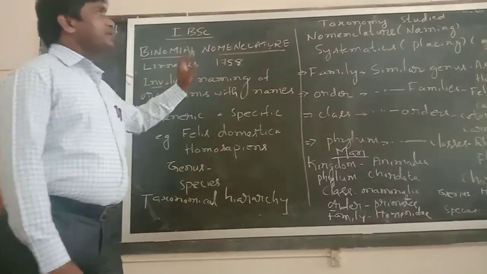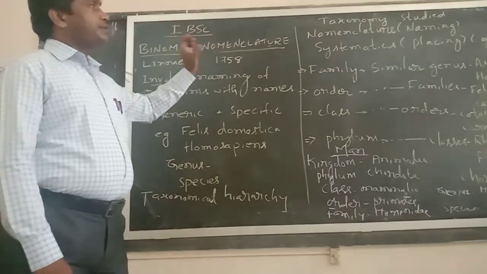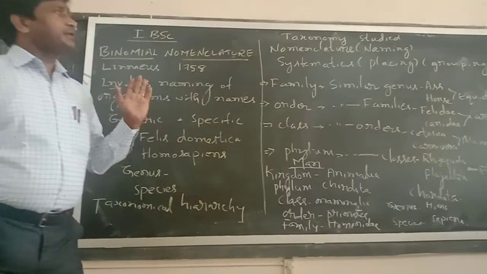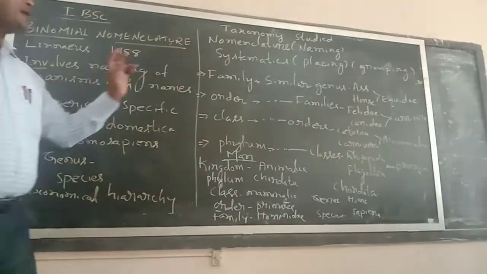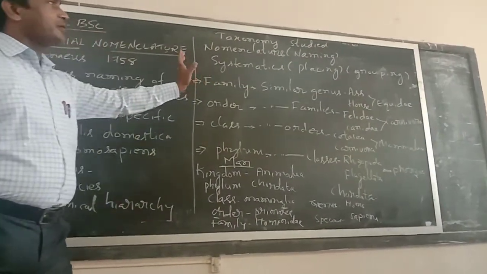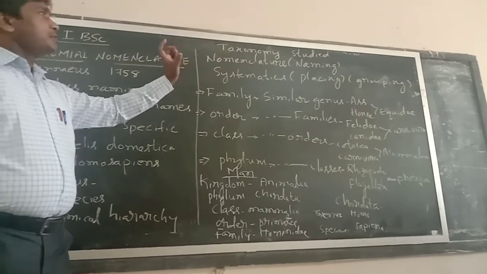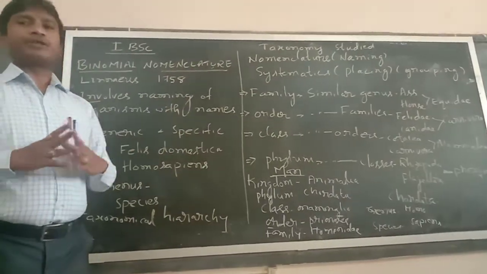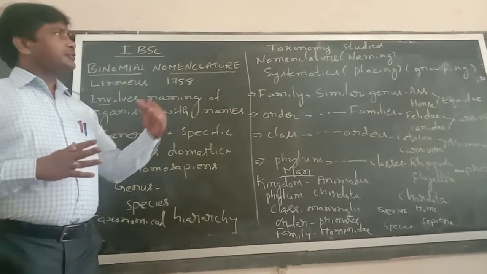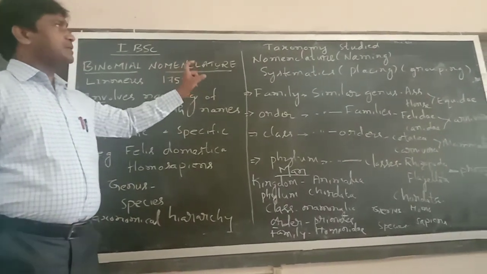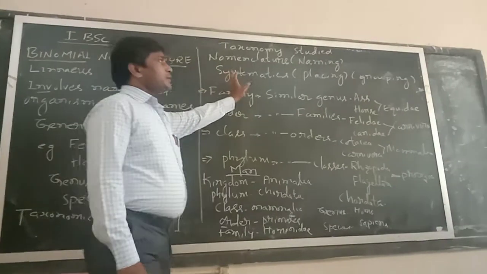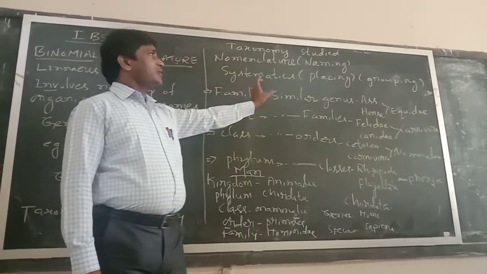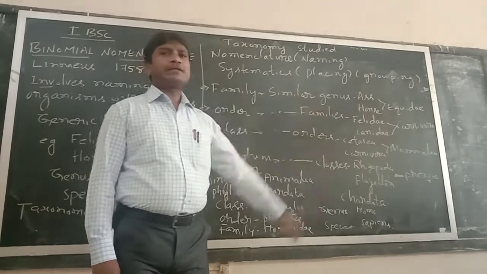Mainly, this comes under taxonomy. Taxonomy is studied under two branches. One is nomenclature, also known as naming. Another one is systematics, also known as placing or grouping. Taxonomy, as you know very well, is the identification, naming and grouping of organisms.